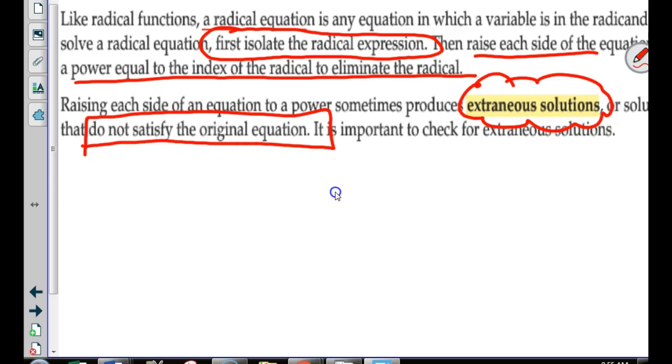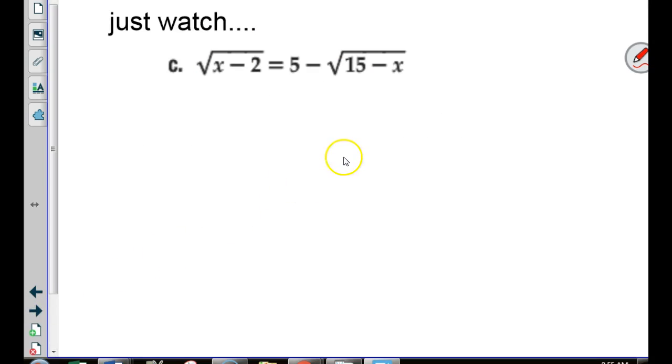Students are forever saying, I don't get this extraneous solution thing. It's a really big word, guys. It just means it doesn't check in the original equation. Anytime you square both sides, you should check. Ooh, this is totally disgusting. Okay, just watch. Don't do this one. You don't have this one.